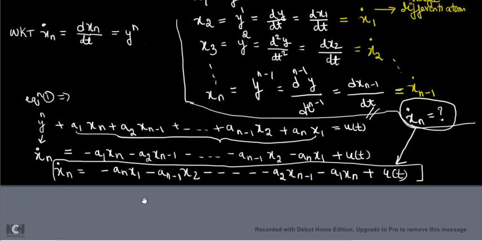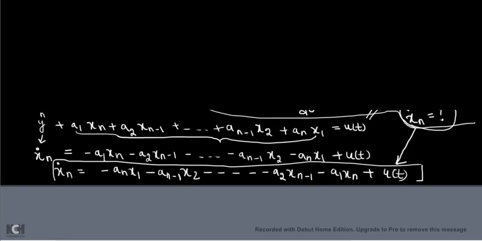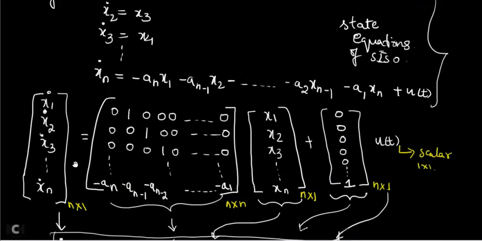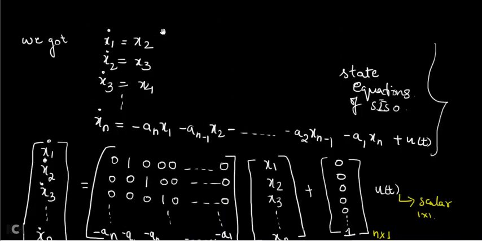Now we will see what happens in the next step. In the next step, I will write down all those equations I have got till now. x1 dot, what did we get? x2. x2 dot is equal to x3. x3 dot is x4, etc., up to the expression we got for xn dot, the big expression: minus an x1, minus an minus 1 x2, etc., minus a2 xn minus 1, minus a1 xn, plus u of t. So these are the equations we got in the previous step, correct? I have simply written it once again.